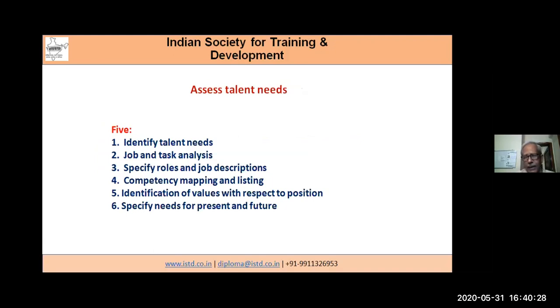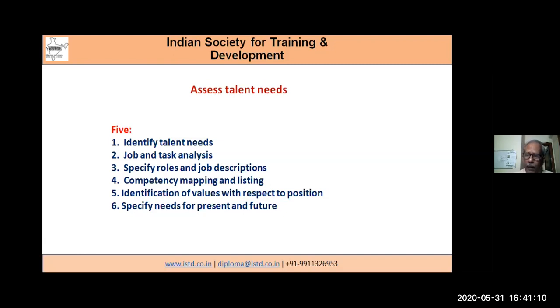And then there is assessing the talent needs. What are the talent needs now? Now we have seen the pool and the backup, how many, quantitatively. Now we'll see the qualitative aspect involved: what kind of talents do we want? So the organization has to identify the needs of the talent. And that need of the talent will be found from job and task analysis. What kind of job, what kind of task, and what kind of qualities, qualification, experience, skill, attitude is required in that particular position, and that will help us to understand the talent needs, right?